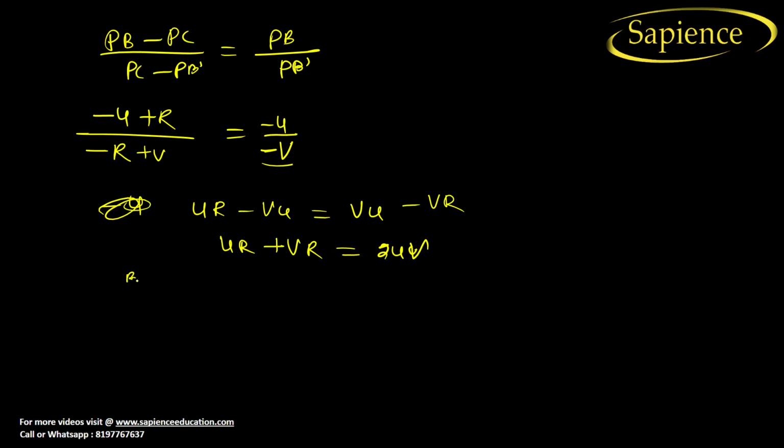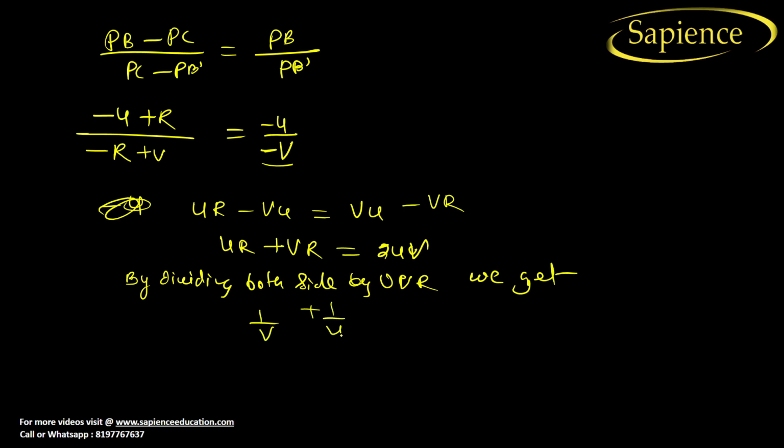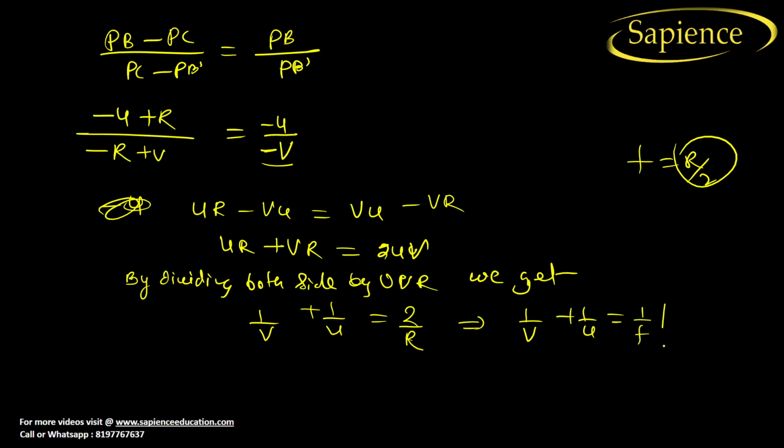Now by dividing both sides by UVR, we get 1 by V plus 1 by U is equal to 2 by R. So 2 by R means the focal length is equal to R by 2. So just putting this, 1 by V plus 1 by U is equal to 1 by F. So this is the desired mirror formula relation.